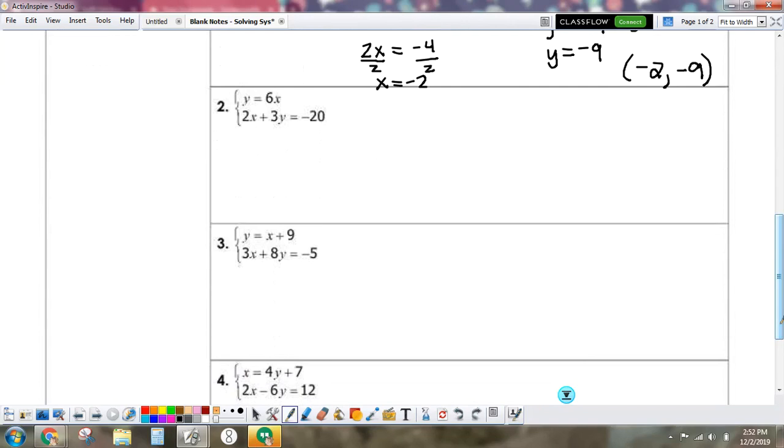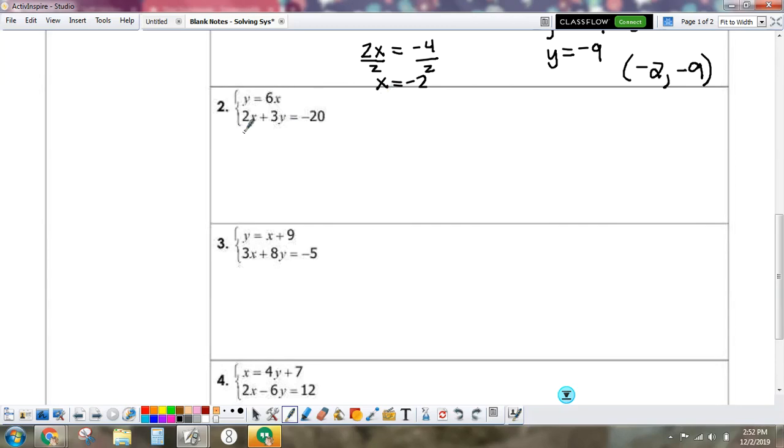Same idea for number 2. We're going to go ahead and plug in. This time, I have y equals 6x, and then I have 2x plus 3y equals negative 20. So the easiest option here is to plug my y equals 6x in for y in the second equation. So that's what I'm going to do. So I'm going to take this and plug it in right here.